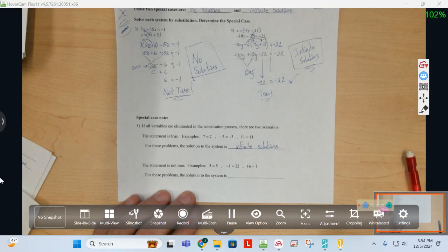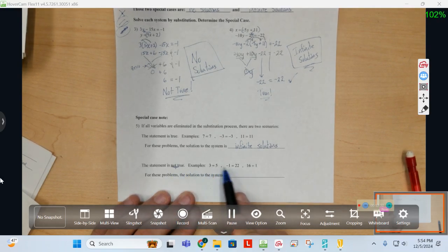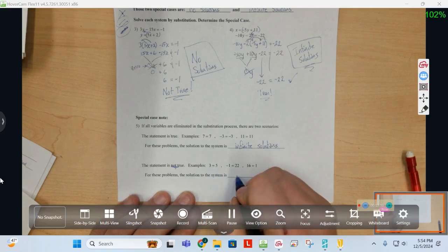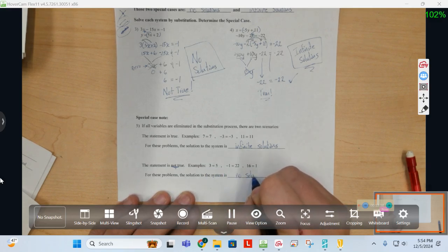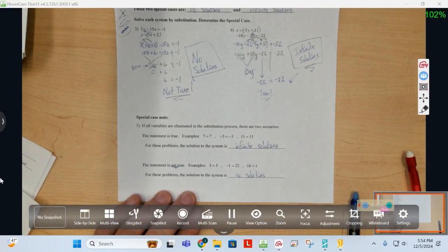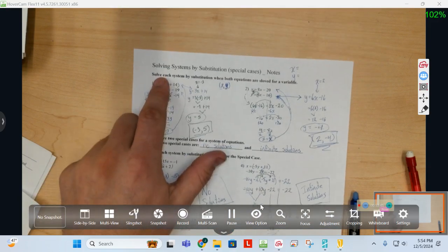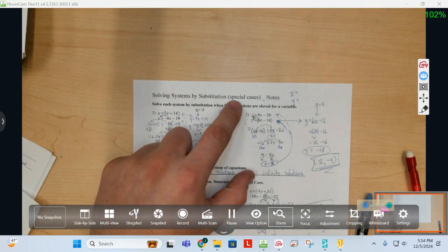In the case that you get a statement that's not true, and these are some examples, where the left is not equal to the right, that is a no solutions scenario. So you can go and work on the worksheet that's titled Solving Systems by Substitution Special Cases.